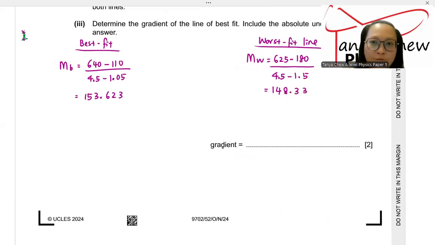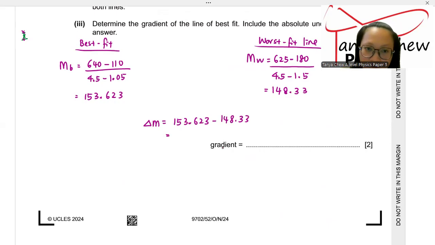148.33. So to find the absolute uncertainty of the gradient, you take the bigger value of the gradient minus the smaller value of gradient and put it in terms of one significant figure. So I take 153.623 minus 148.33 and put it in terms of one significant figure, I get 5. So I put plus minus 5, and then the value of the gradient.